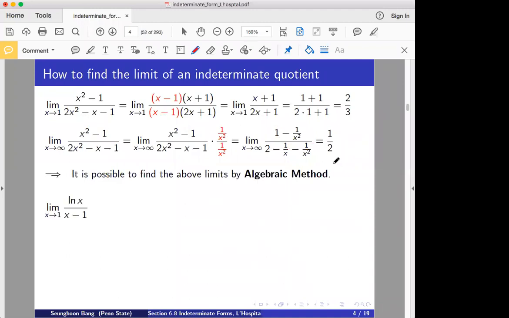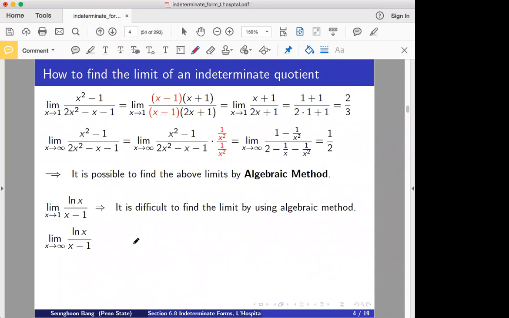Another one. Could you use the algebraic method? Plug 1 into the top and the bottom. So what happens? We have ln of 1 over 1 minus 1. Do you remember what ln of 1 is? Yep, thanks. It is 0, and the bottom is 0. We have a 0 over 0 form. So in this case, it is difficult to find the limit by using the algebraic method.